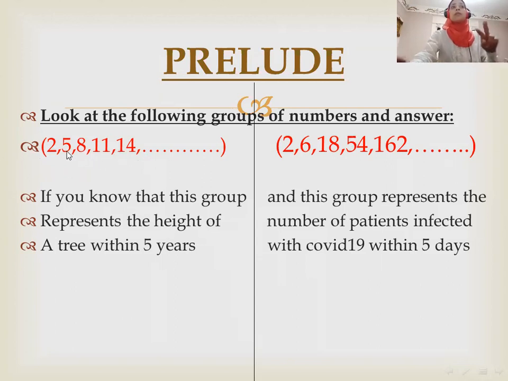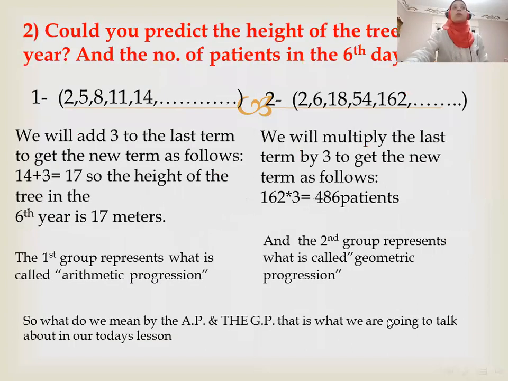We cannot replace a number by another one, because this is the height of the tree in the first year. 5 represents the height of the tree in the second year, and so on. In the second group, number 2 represents the number of patients in the first day, 6 represents the number of patients in the second day, and so on. Look carefully at these two groups of numbers to answer the following question. Could you predict the height of the tree in the 6th year and the number of patients in the 6th day?